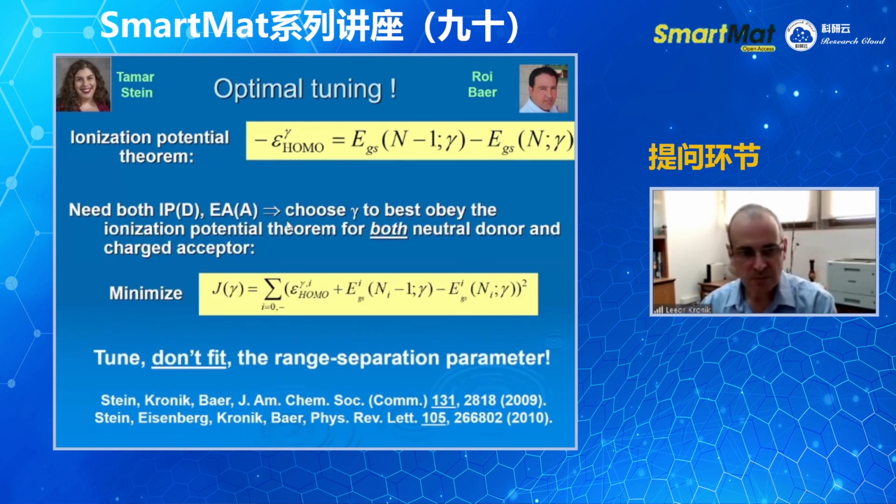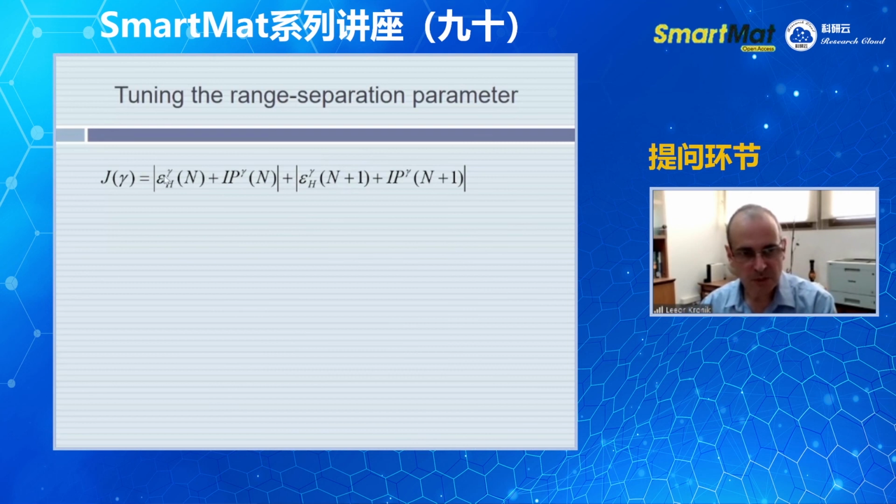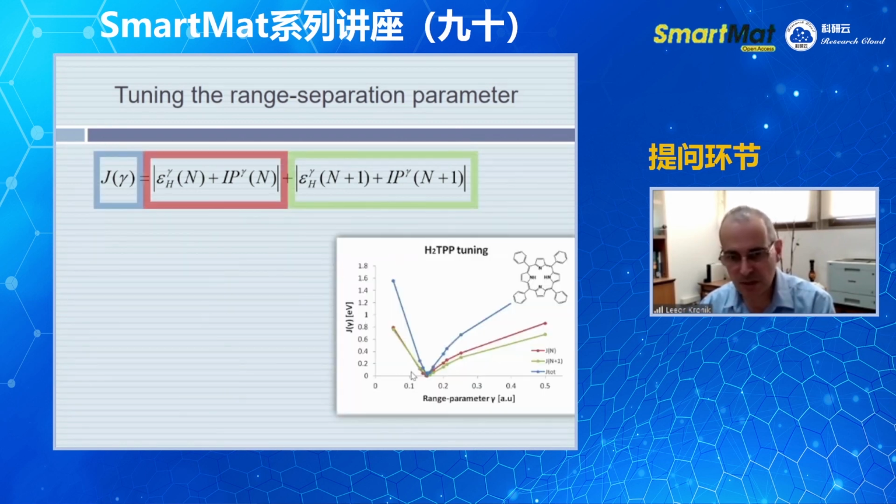So now that's really the J. The J is epsilon plus IP. Our target is to make this 0 for the neutral. Our target is also to make this 0 for the anion. This is known as the combined target function. We want to minimize this together with this. And this is the J that we plot here.